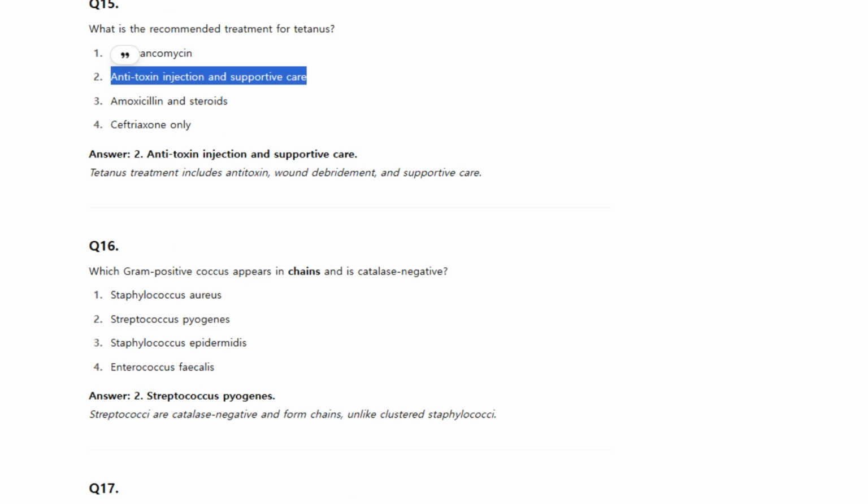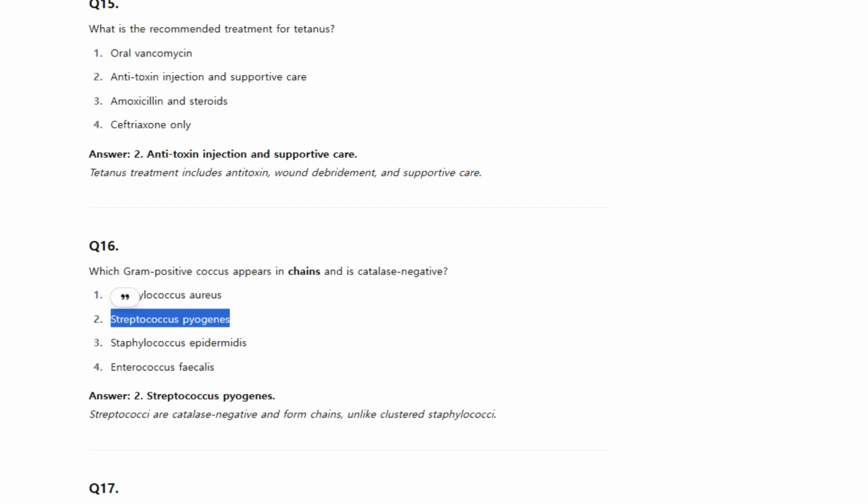Q16. Which gram-positive coccus appears in chains and is catalase negative? 1. Staphylococcus aureus, 2. Streptococcus pyogenes, 3. Staphylococcus epidermidis, 4. Enterococcus faecalis. Answer: 2. Streptococcus pyogenes. Streptococci are catalase negative and form chains, unlike clustered staphylococci.